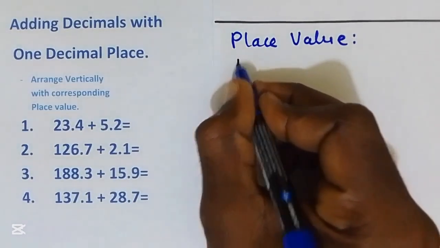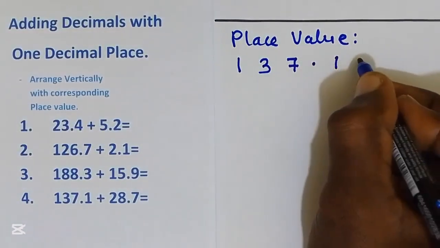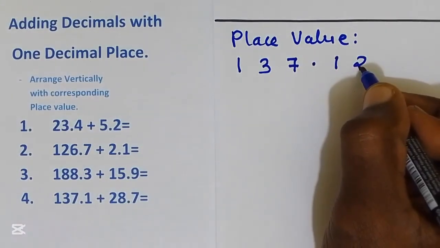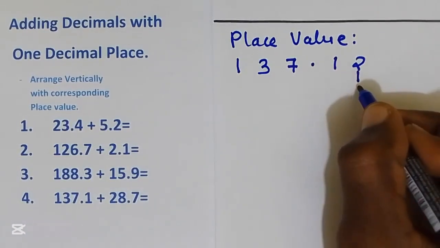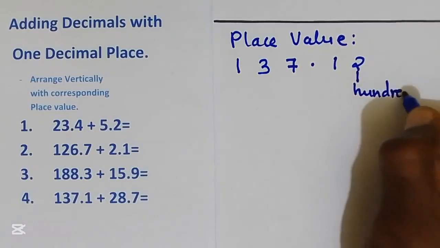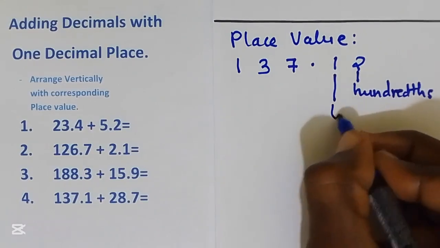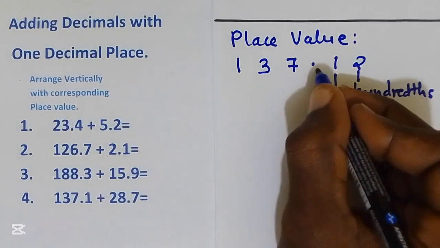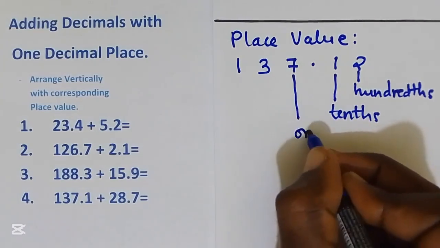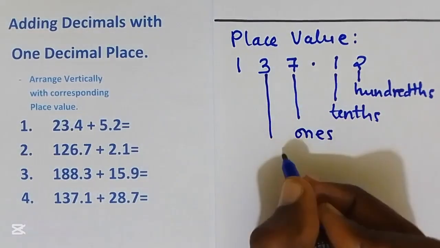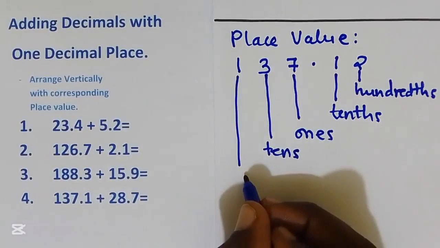Consider a number 137.12. We are going to see the place value of each digit here. 2 is in hundredths. 1 is in tenths. After the decimal, going to the left, 7 is in ones, 3 is in tens, and 1 is in hundreds.